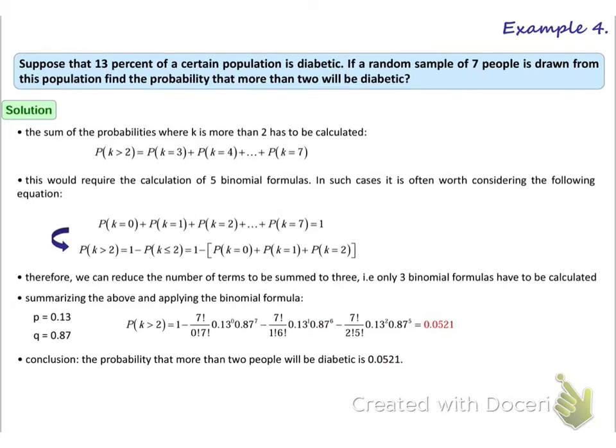This problem is similar to the previous ones, but there is only one trick here. It says suppose that 13% of a certain population is diabetic, so the probability p is 0.13, and q equals 0.87. So I have p and q. If a random sample of 7 people, n equals 7, is drawn from the population, find the probability of how many are diabetic. He will ask me now the k.